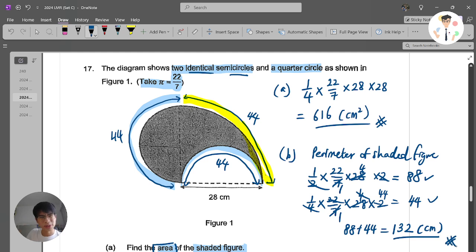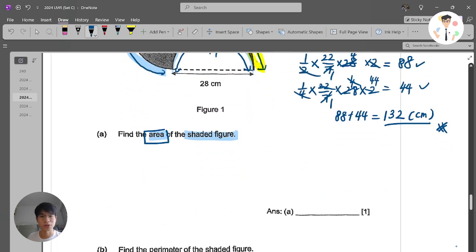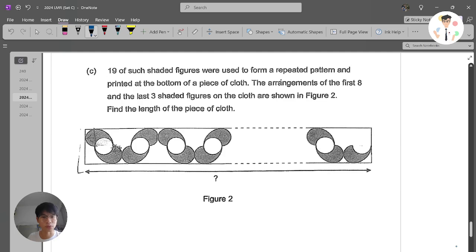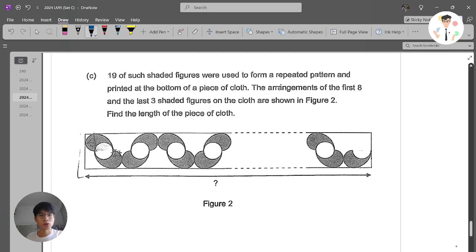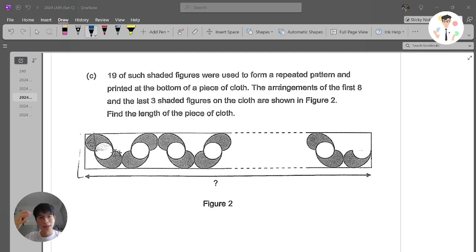Okay, I hope you get an idea a bit about this question for part A and part B. And now we shall move on to part C, which is the last part of this question. So part C, they are actually kind of making it smaller, and they put this pattern inside this kind of cloth. Okay, and let's look at this question.